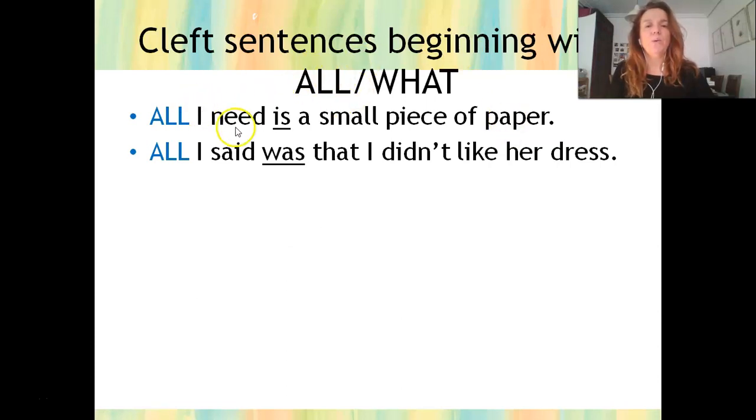With all, I need is a small piece of paper. So if you say, "All I need is a small piece of paper," that is emphasis. I didn't like her dress. All I said was that I didn't like her dress.